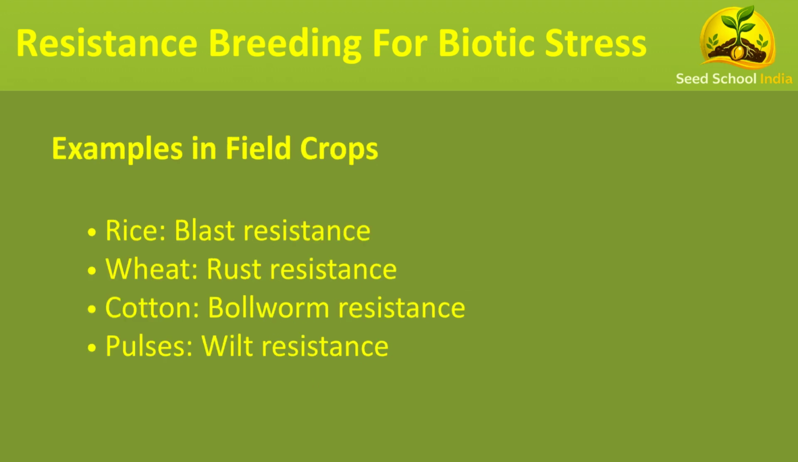Let us look at some examples. In rice, varieties resistant to blast disease have been developed. In wheat, rust resistant varieties are widely used. In cotton, Bt varieties provide protection against bollworms. In pulses, resistance to wilt disease is an important breeding objective.